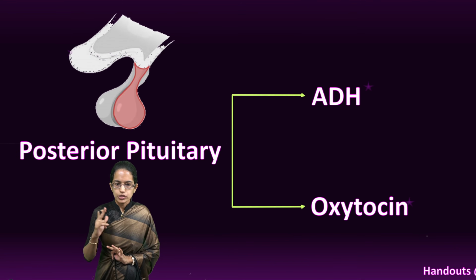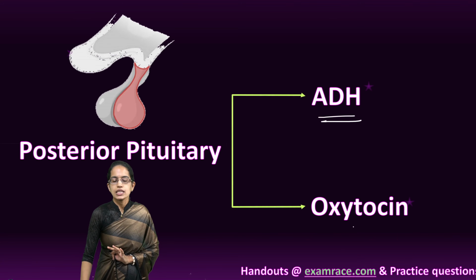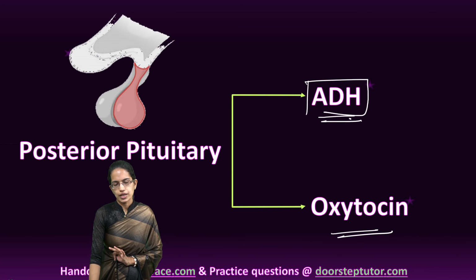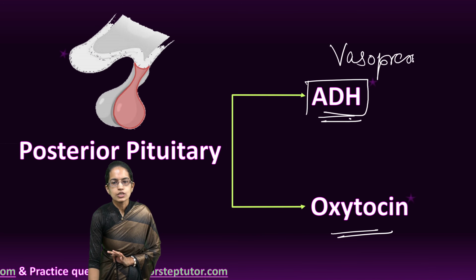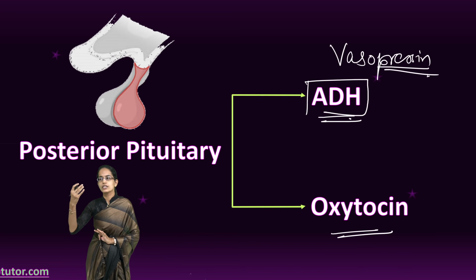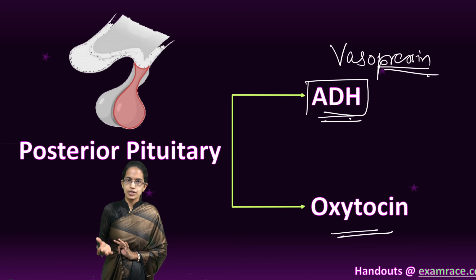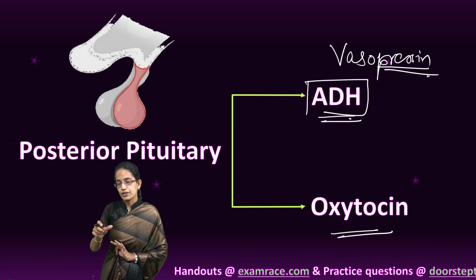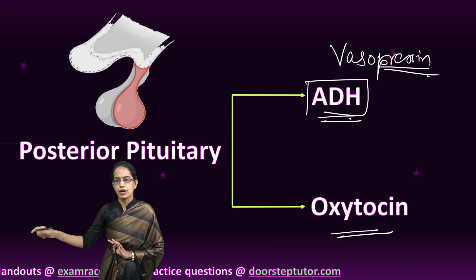The next is the posterior pituitary. Posterior pituitary, again, has 2 important hormones. One is ADH, the next is oxytocin. ADH is antidiuretic hormone. It is also known as vasopressin. Antidiuretic means it controls the reabsorption of water from the glomerular filtrate in the kidneys. Diuretic means a higher amount of urine. Antidiuretic means a reduced amount of urine.